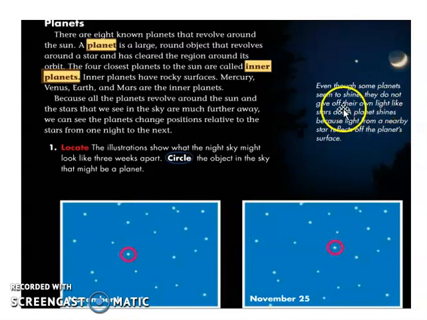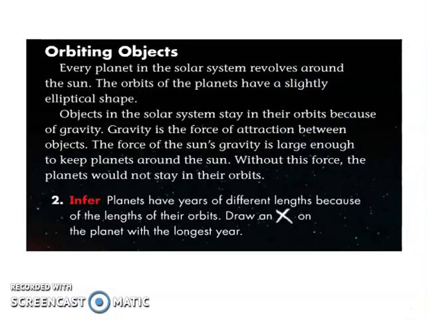Even though some planets seem to shine, they do not give off their own light. Like the moon, a planet shines because light from the sun reflects off the planet's surface. Same also as Earth. Okay, so let's go to the next page. Orbiting object. As I mentioned, when you hear the word orbiting, it means revolving around its orbit.